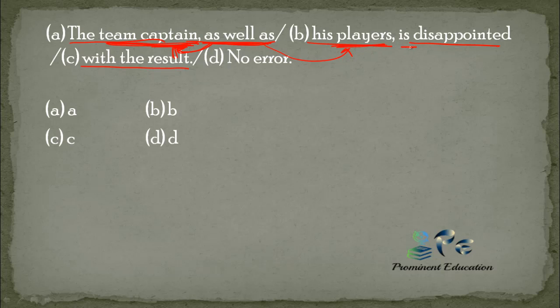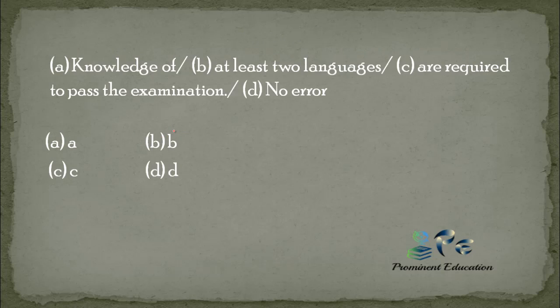Is here is singular, so your sentence is absolutely correct. So this part also has no error. D, no error, is the answer of this question.